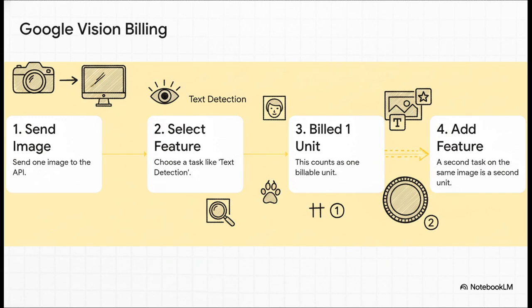So, how it works is super simple. 1, you send up an image. 2, you pick a task, say text detection. 3, that counts as 1 unit. That's it. Now, what if you want to find logos in that same picture? Well, that's a second task, so that's a second billable unit. The great thing about this is that it's 100% predictable. You know exactly what your bill is going to be, which is amazing for budgeting.